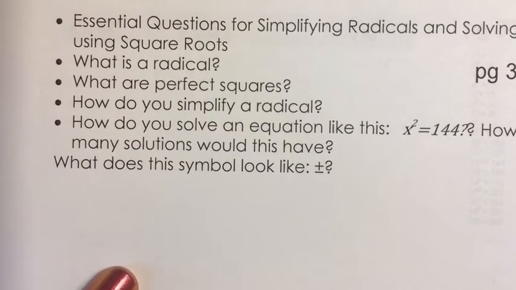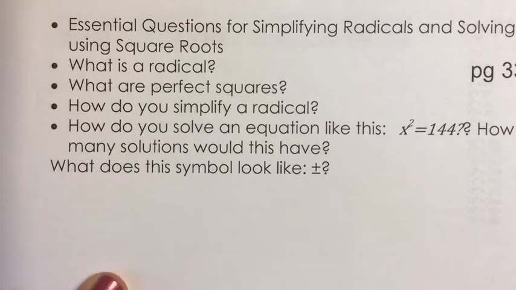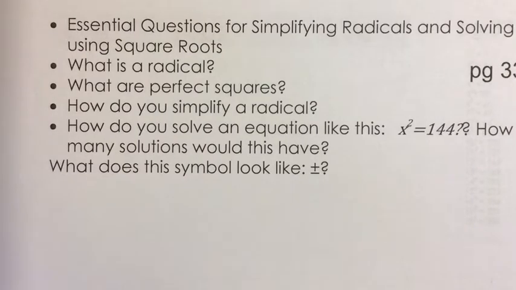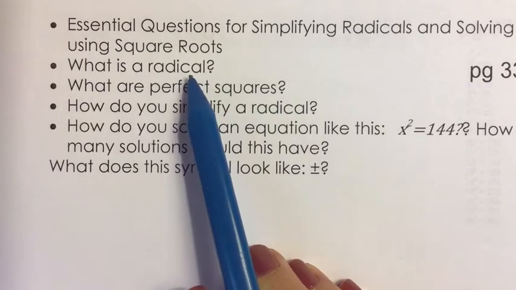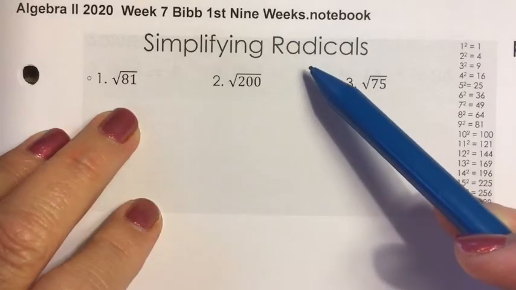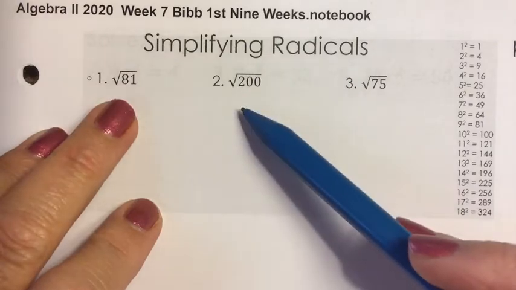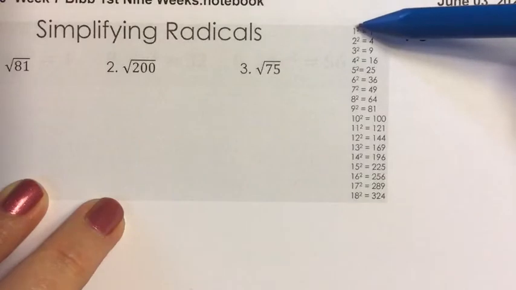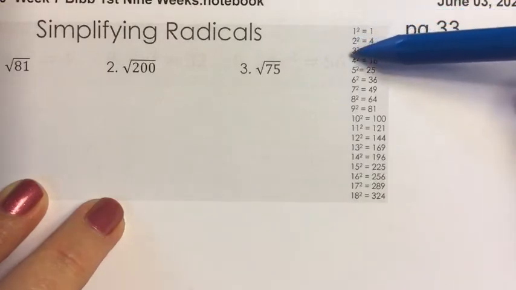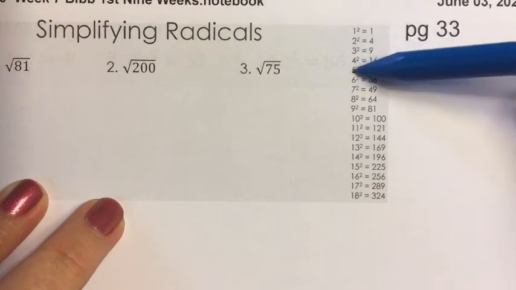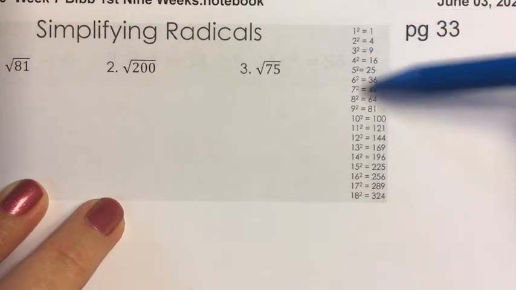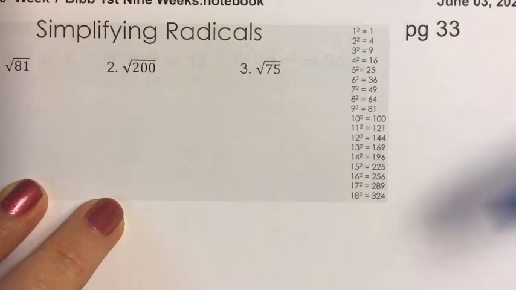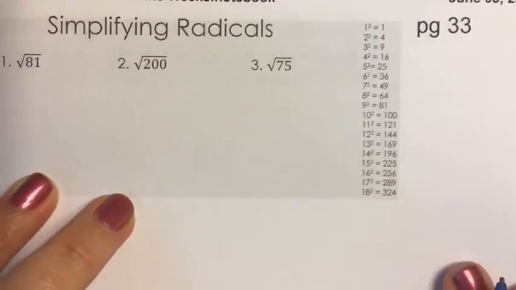You do not have to write down the essential questions that I have listed here, but by the time we're finished, you will be able to answer every one of these questions. Please write down simplifying radicals and then write down these three. I've made a list on the side here. It's just 1 times 1, 2 times 2, 3 times 3, and so on. This list comes in handy when you're simplifying radicals, so if you'd like to write down that list, pause the video and write it down. A method I'm going to show you to simplify radicals will involve using this list.